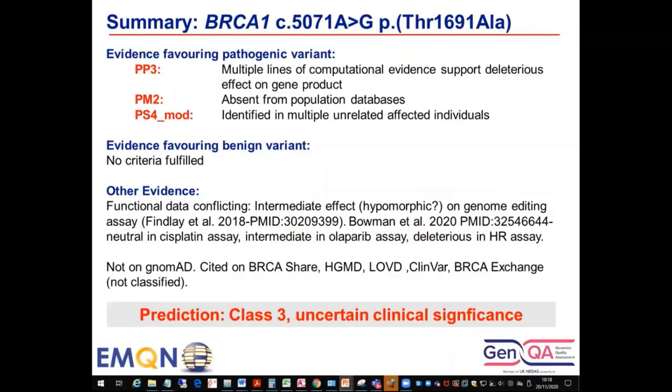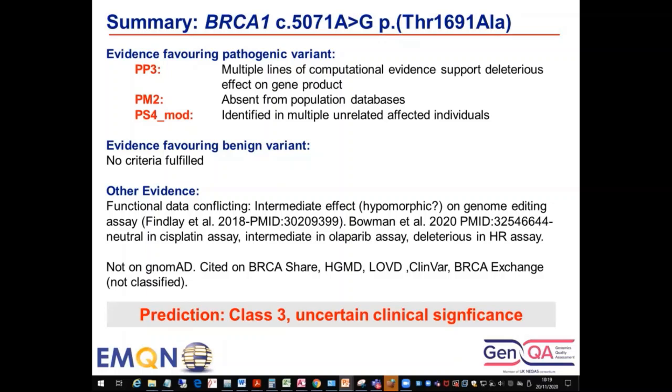So in terms of the evidence favouring pathogenicity in this case, there are multiple lines of computational evidence supporting a deleterious effect on protein function, allowing us to apply the PP3 criterion. The variant is absent from large population control cohorts, such as gnomAD, allowing us to apply the PM2 criterion. And the variant has been identified in multiple unrelated affected individuals with BRCA-associated cancers, allowing us to apply the PS4 moderate criterion. There is no evidence favouring a benign prediction for this variant.